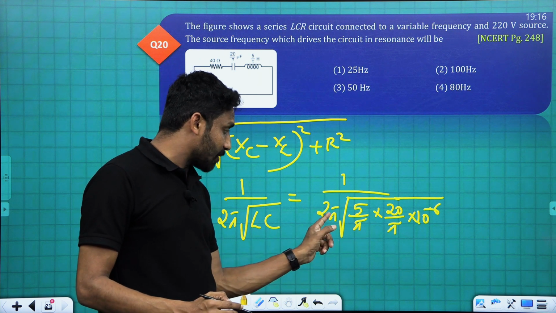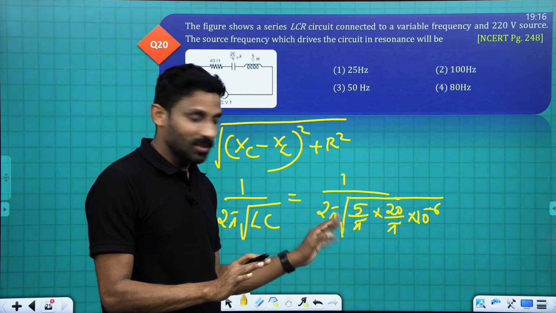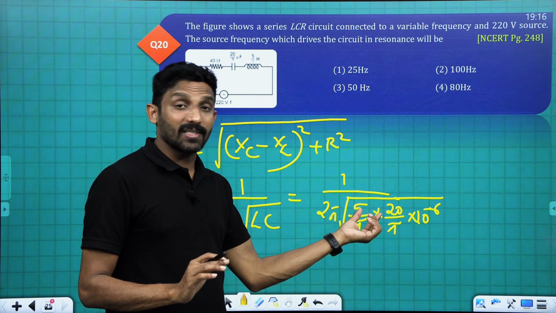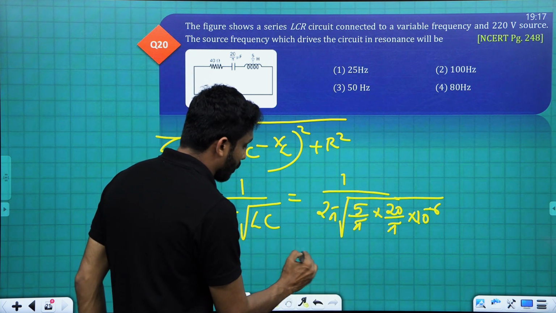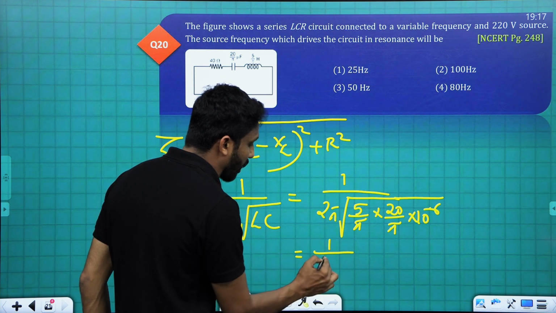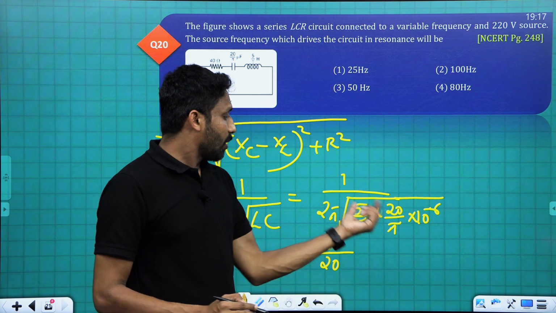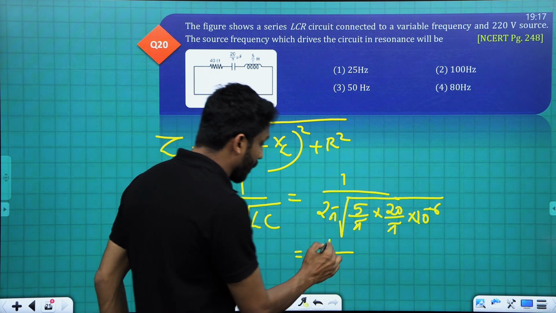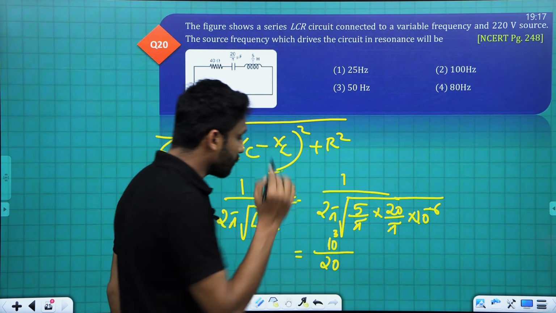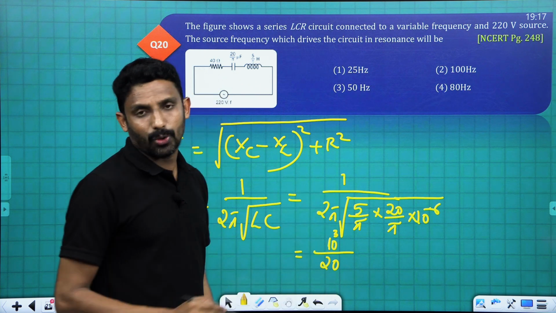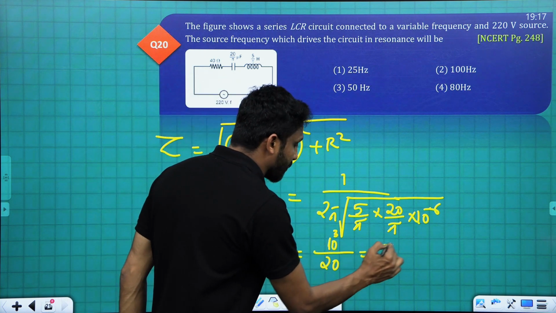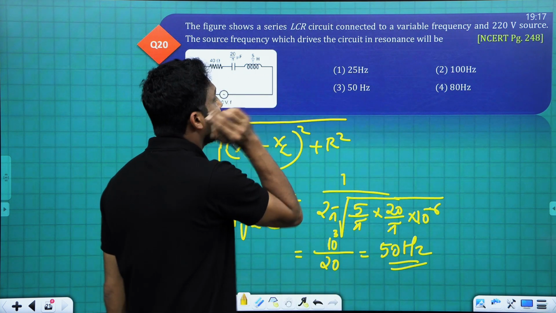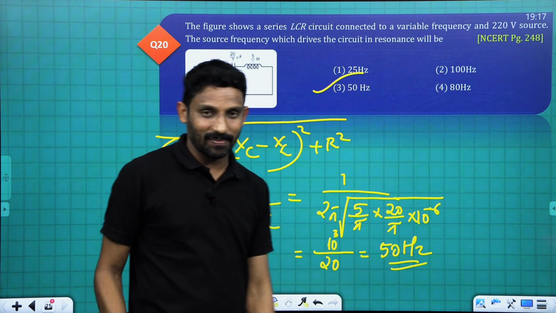So pi is cancelled. 5 into 20 is 100. Root of 100 is 10. So this will be 1 divided by 2 into 10, that is 20. Now, root of 10 power minus 6 is 10 power minus 3. To the numerator, it will be 10 raised to 3. Clear? 1000 divided by 20 is 50. 50 hertz is the answer of the question.